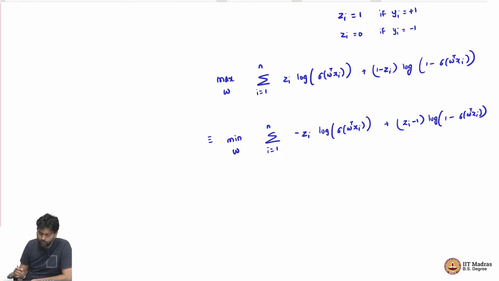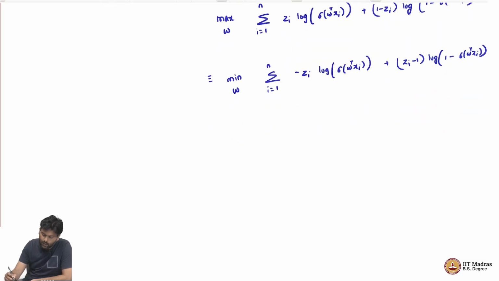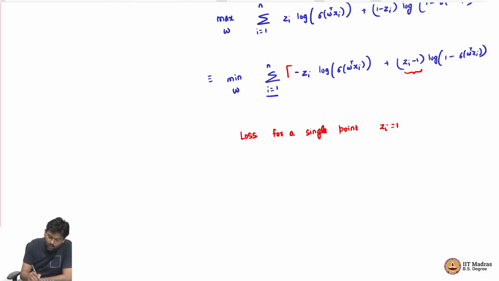Okay. Now this is the loss over n different data points that we have. Let us see what the loss is for a single data point when, let us say, zi equals 1. Of course, there are two cases. Let us say when zi is 1, now what happens? If zi is 1, then this is the contribution to the loss of the ith data point, but the second term is 0.